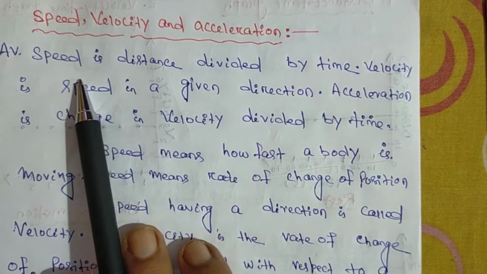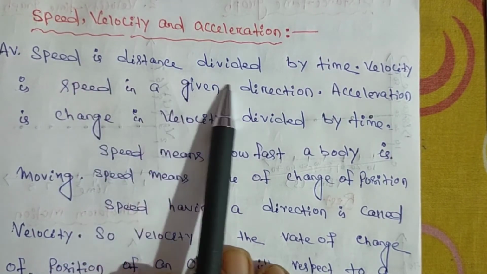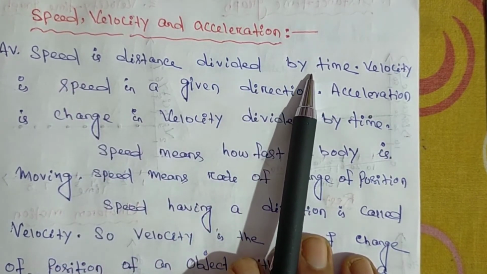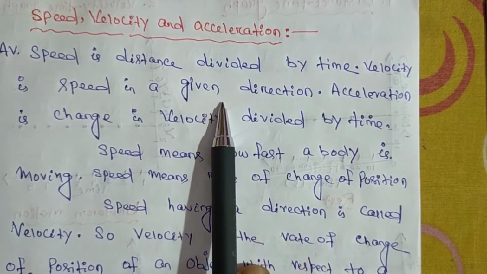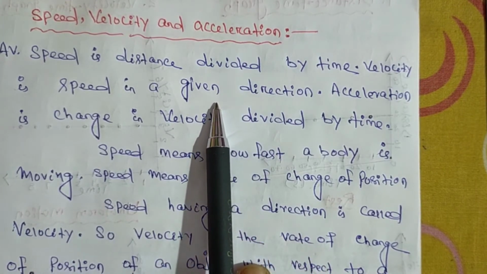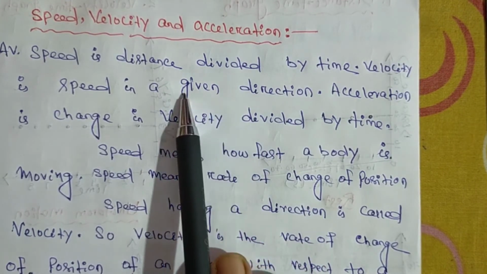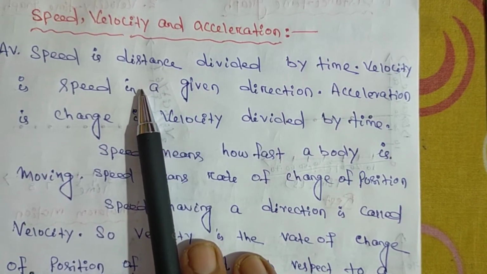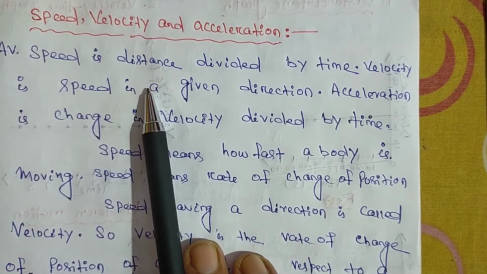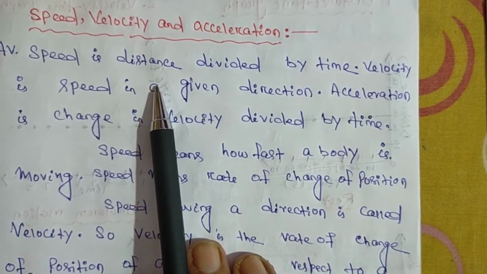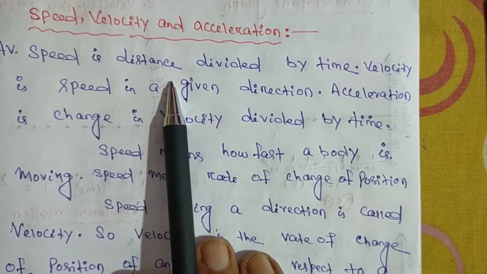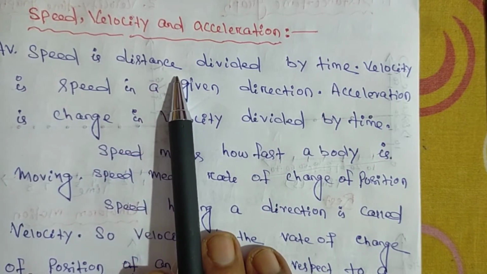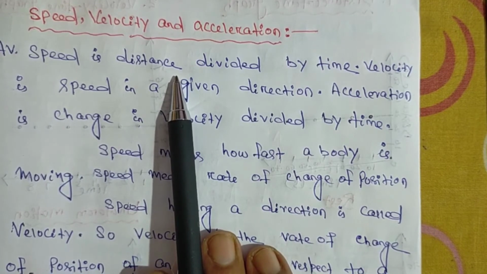Average speed is the distance divided by time. Speed is distance divided by time. Suppose a motorcycle starts from Jagatsinghpur and reaches Cuttack in 3 hours. The distance between Cuttack and Jagatsinghpur is 50 km. It takes 3 hours. So 50 km divided by 3 is the speed of that vehicle.